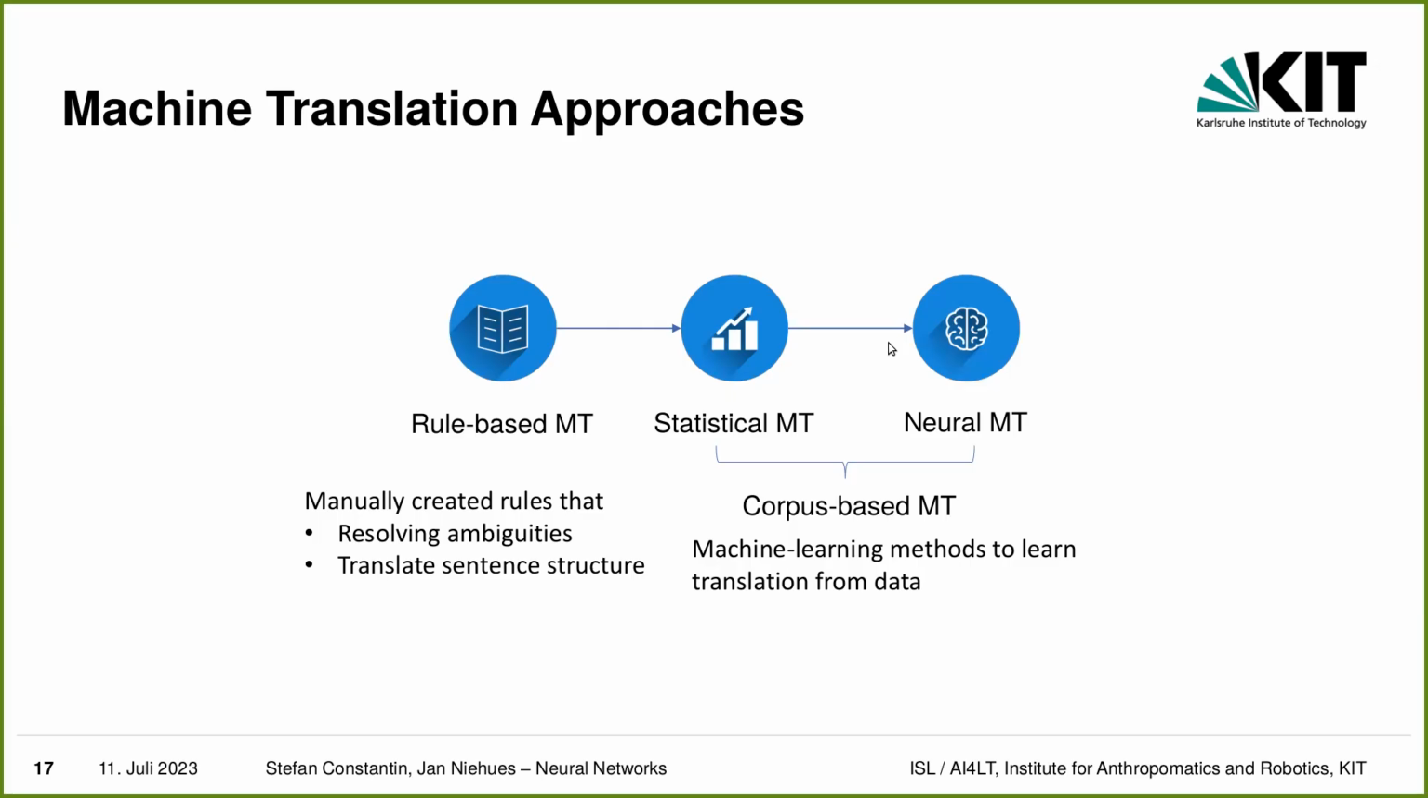Maybe one thing to mention is what those corpus-based MT approaches have in common: you basically do maximum likelihood estimation. Or maybe in the case of neural MT, it's more accurate to say that it's iterative likelihood maximization.